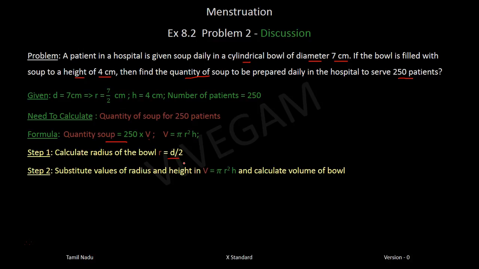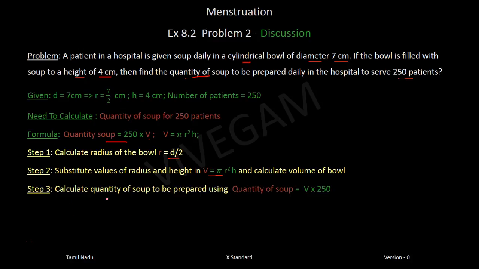Next, substitute values of radius and height. Radius is 7 by 2 cm, height is 4 cm in V equal to pi r squared h, and calculate the volume of the bowl. Because it's a cylinder, we are using this cylinder volume formula, which is pi r squared h. We know r, we know h. Substituting that, we'll be able to calculate the volume of the cylindrical bowl, which is the soup for one person.